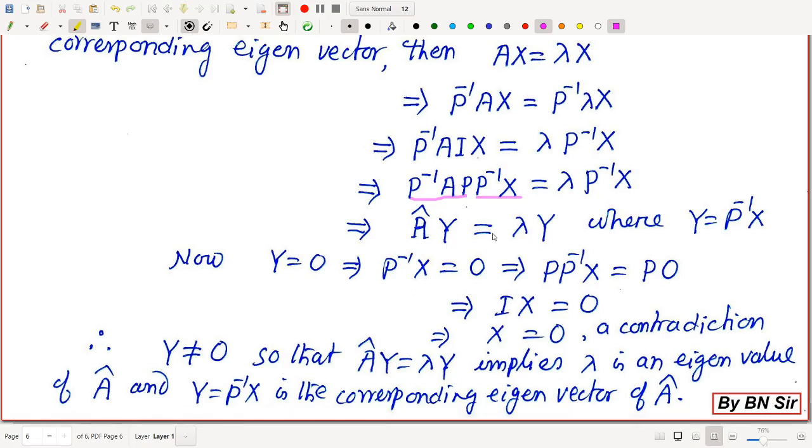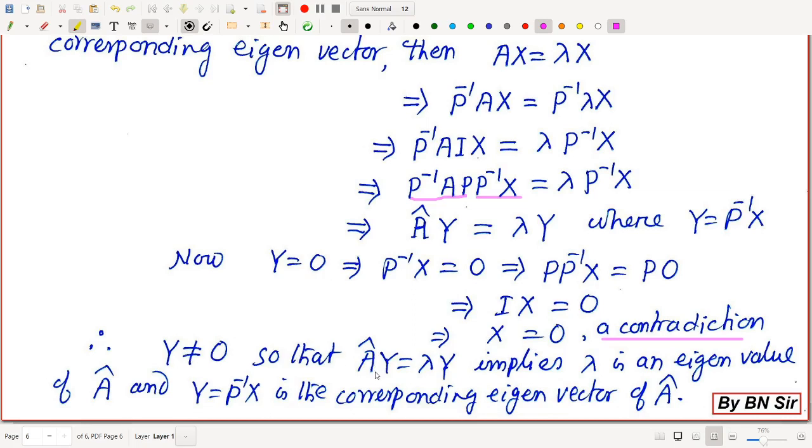Now if you can justify that capital Y is a non-zero column vector, then lambda will be an eigenvalue of A cap. So let us see what happens if Y is the 0 vector. If Y equals 0, then P inverse X equals 0 vector. Now multiply by P both sides: P P inverse X equals P into 0 vector. P P inverse is I, IX is X, and P into 0 vector is 0 vector. So X equals 0, a contradiction, because capital X is a non-zero column vector. So if Y is 0, then X becomes 0, a contradiction. That means Y is not equal to 0 vector.